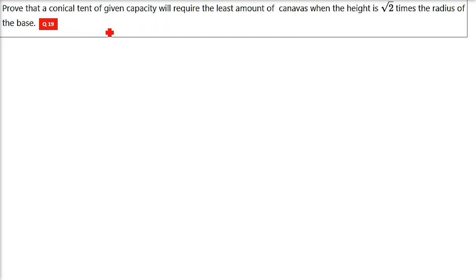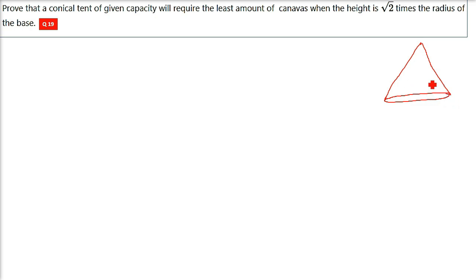Prove that the conical tent of given capacity will require the least amount of canvas when the height is under root 2 times the radius of the base. So simply we need to find out height, prove h is equal to under root 2 r.